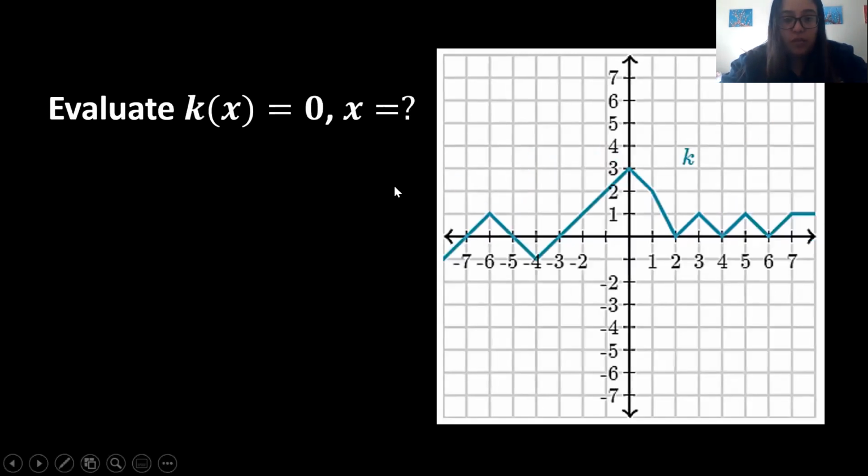Okay, let's try one more. If k of x is 0, what is the x value? And this one has a lot of different answers. So take a look at your graph. If y is 0, what are the x values? I want to call on 2 people here because there's a lot of answers.